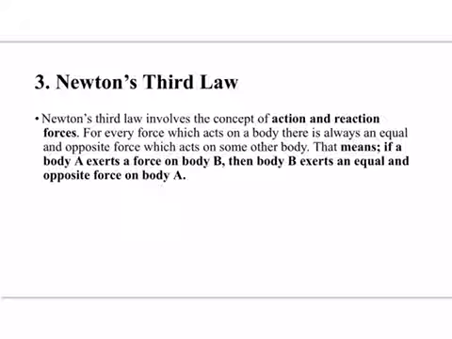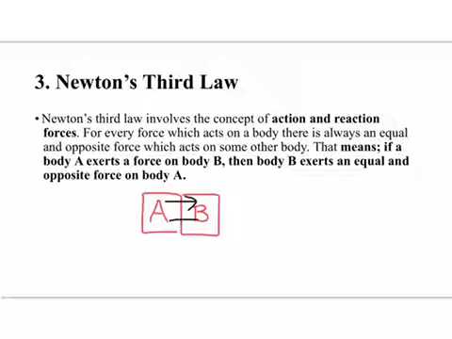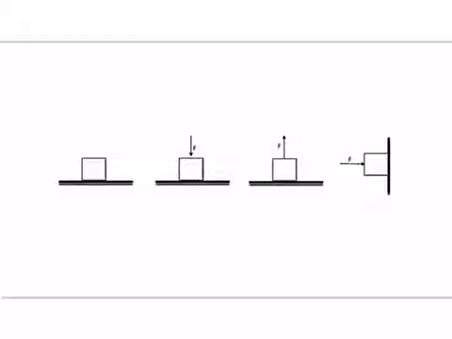That means that if a body A exerts a force on body B, let's say we have two bodies, A and B, then body B exerts an equal and opposite force on A. B also exerts a reaction force on A. So these two forces are equal but opposite in direction. Now let's apply Newton's third law to different situations.